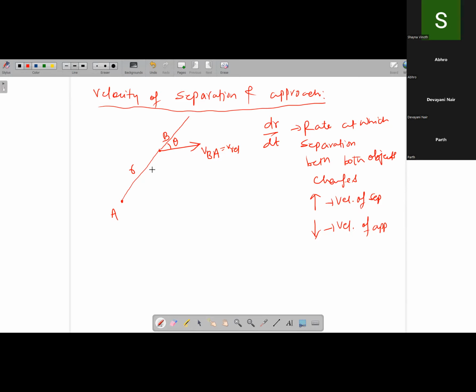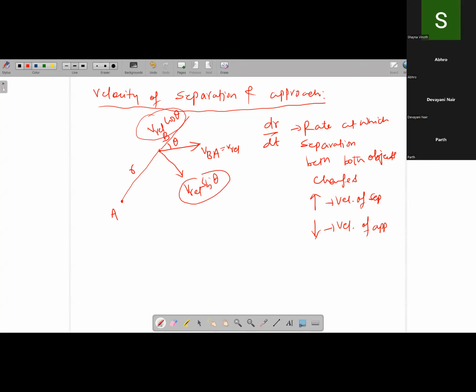Now, just break this relative velocity into two components. One along the line joining the objects, that will be V relative into cos theta, and one component will be perpendicular to the line joining A and B. So this will be V relative into sin theta. Now you can feel that this component of velocity will have a tendency to increase the separation between A and B.